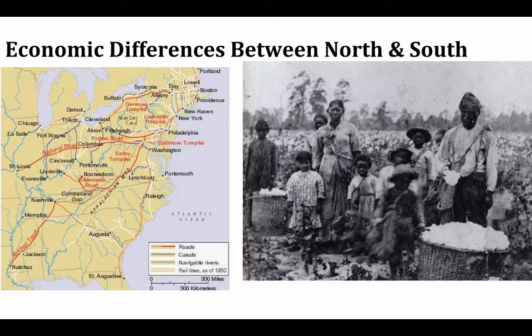So the North and South are very different. It's important to note that they are still connected economically, though. Southern cotton does go north to the textile industry, so they are somewhat connected, but they're also vastly different. That's important for us to recognize. They're very different, so they're going to have different interests.